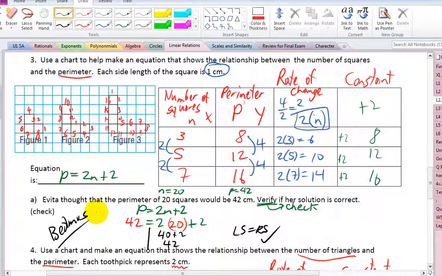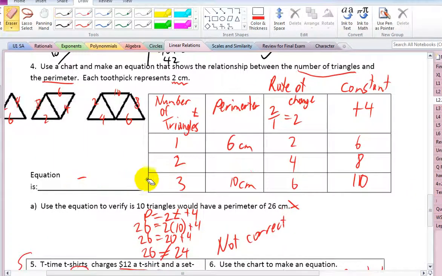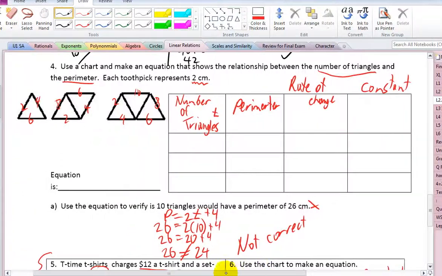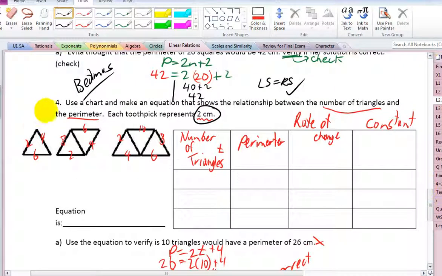Okay. Any questions? Okay, so now we're getting a little trickier. So now what we have is our perimeter and our rate of change. But each toothpick is 2 centimeters. So once you count the squares, you've got to make sure you're counting by 2. So you're not counting the squares, you're counting the outside dimensions. So these are toothpicks. Count the number of toothpicks.